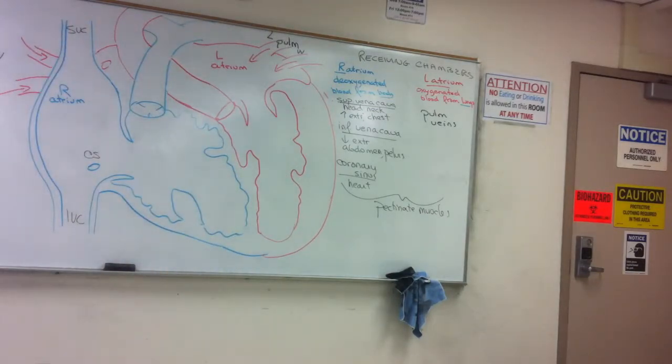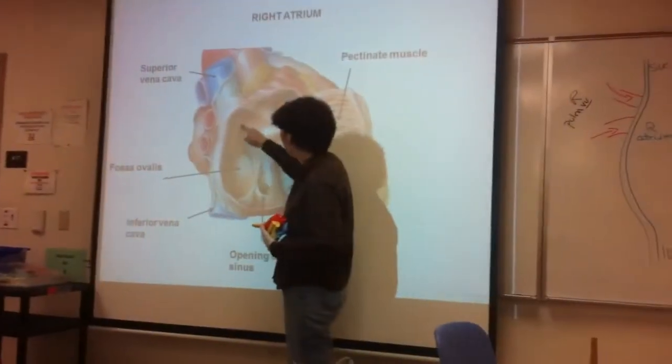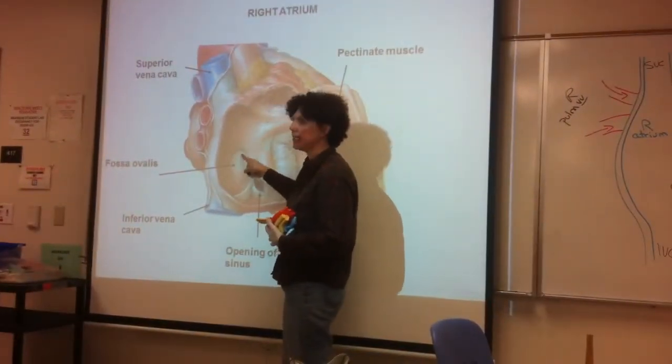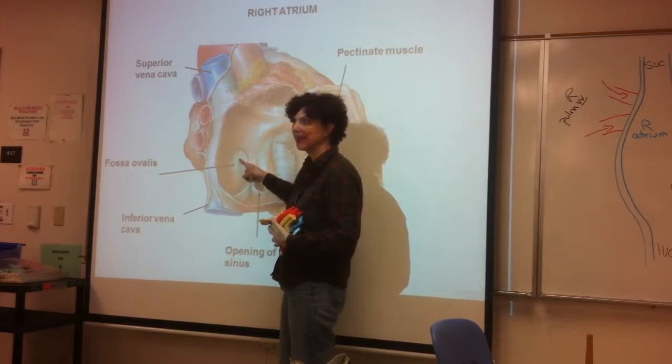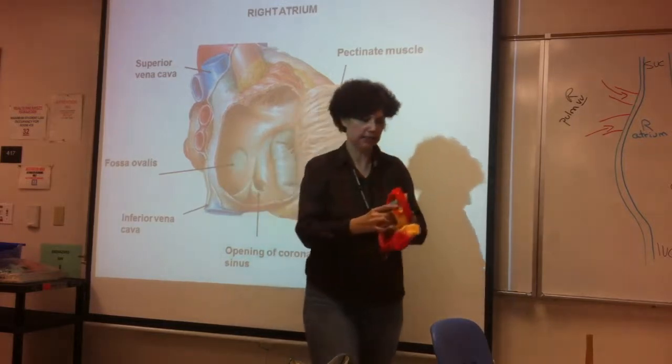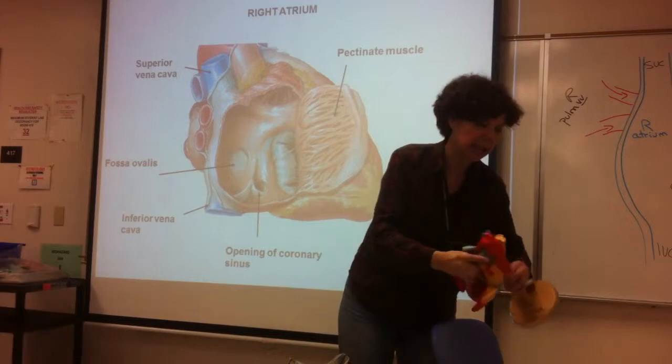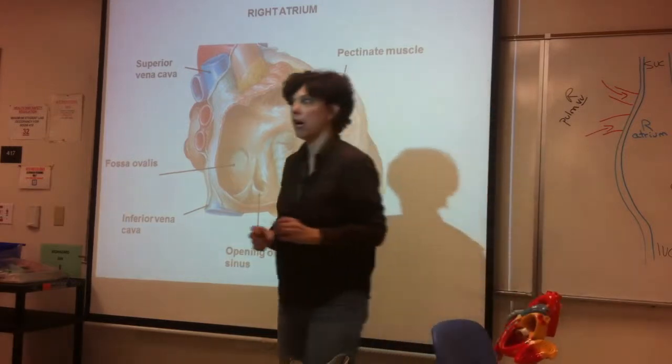All right, so superior vena cava, inferior vena cava, right set of pulmonary veins. And right here is the fossa ovalis. It's a thin area that was an opening in the fetal heart.